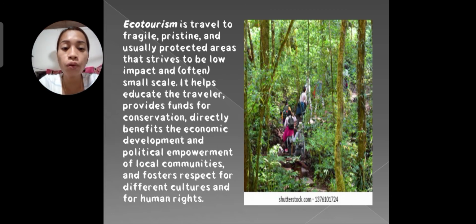Ecotourism is low impact and typically small scale travel to fragile, pristine, and usually protected environments. It aids in traveler education, offers cash for conservation, and directly supports local communities' economic development and political empowerment to develop respect for diverse cultures and human rights.